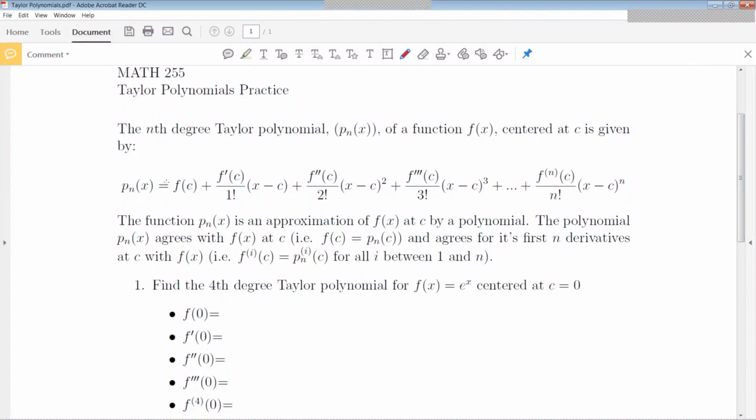Now, these first couple values here, the f of c plus f prime of c over 1 factorial times x minus c, that is actually just the equation of the tangent line. And so if you stop here, that is what you learned in Calc 1. That is the equation of the tangent line to your curve at c. But we're not concerned with that. We're taking it a step further.